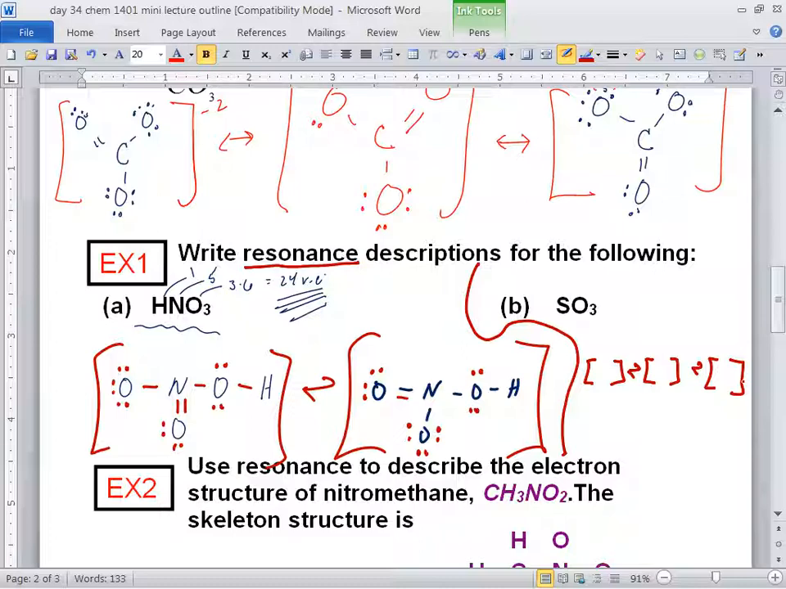Okay. Make sure you draw arrows between your structures, otherwise you'll lose a point, right? We don't draw a bracket that we want one point. No, because there's no charge.